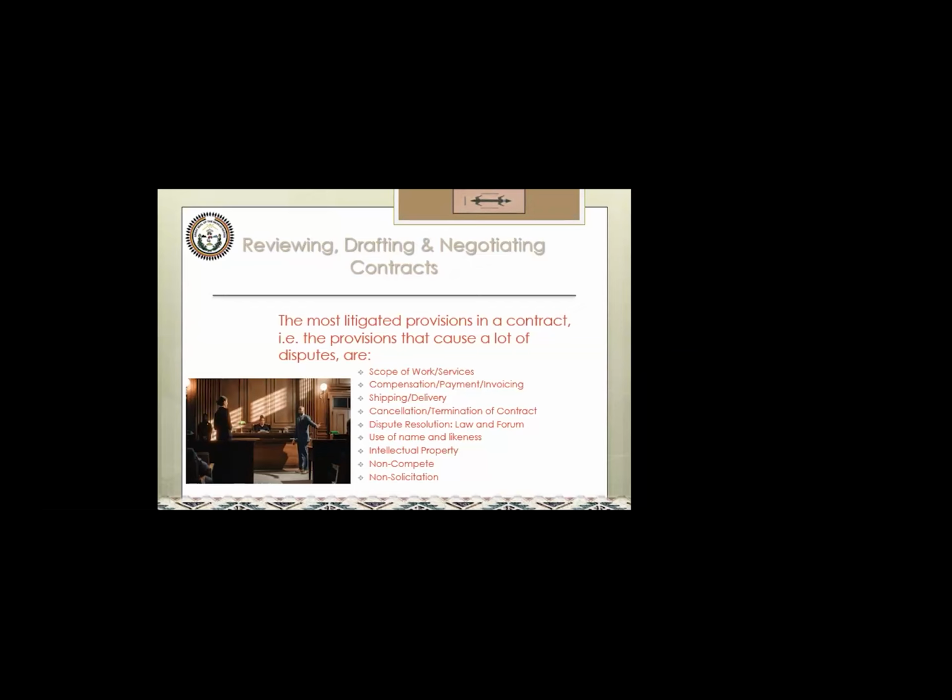Where do you ship? How are you going to ship? When does title transfer from seller to buyer? Cancellation and termination of contract clauses. We see a lot of litigation regarding those. Dispute resolution, choice of law, choice of forum. You might have a dispute resolution clause that says, hey, look, before you sue me, we got to do binding arbitration first, right?